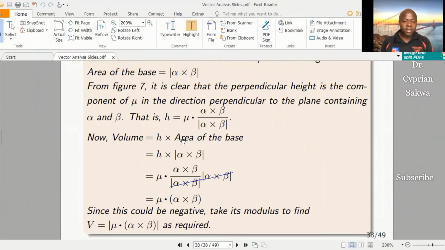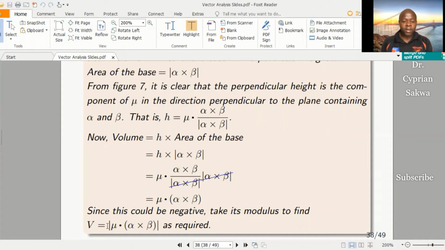So volume is height times base area, but height is this. Height is this. So I've just substituted the height by this: mu dot alpha cross beta over the magnitude of alpha cross beta, and then times the area of the base. So we discover that these are common, we cancel out, and what we are left with is mu dot alpha cross beta as the volume of this parallelepiped.